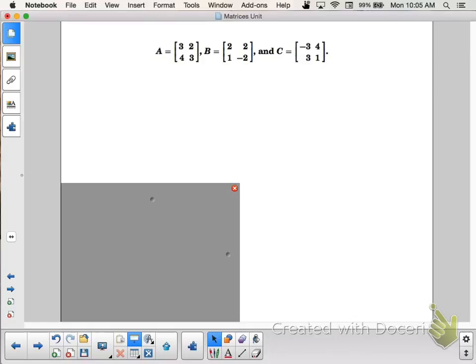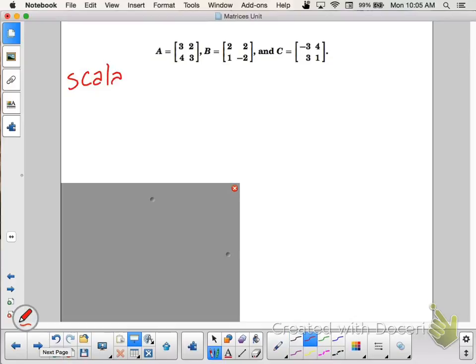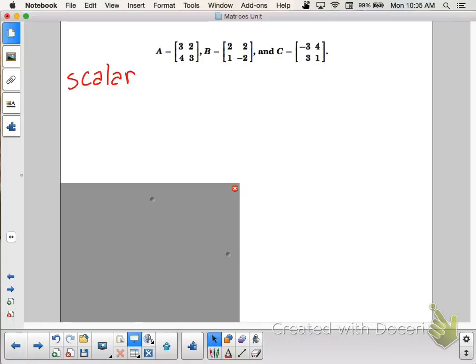Yeah, so a scalar, written like this, S-C-A-L-A-R, it's just a constant. So it's just a number that you're going to multiply.